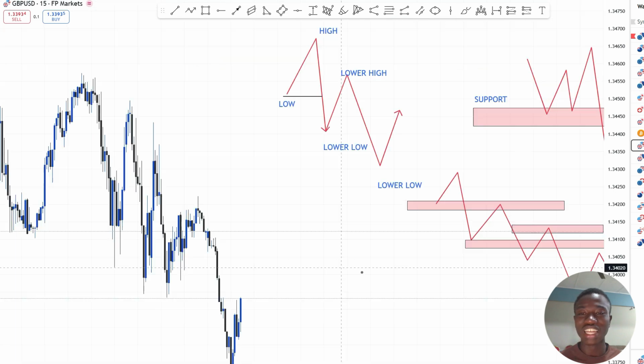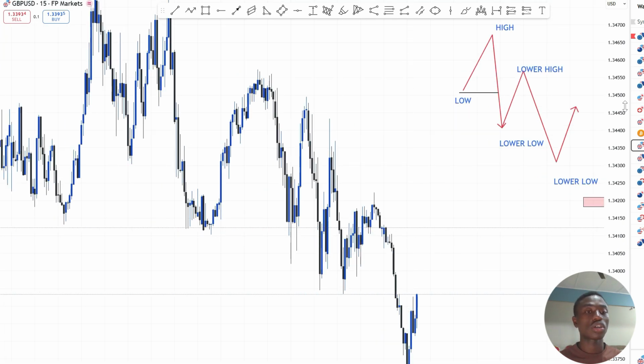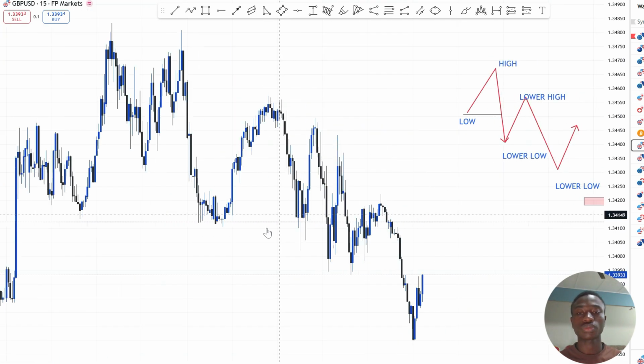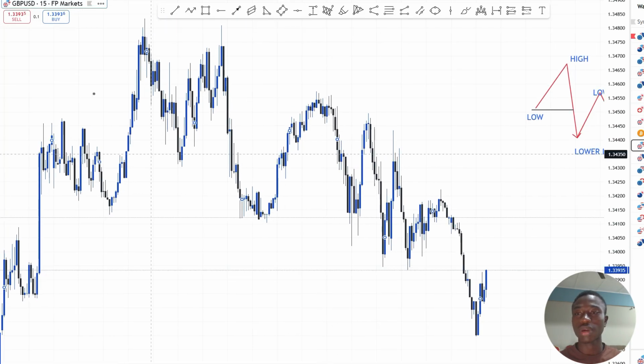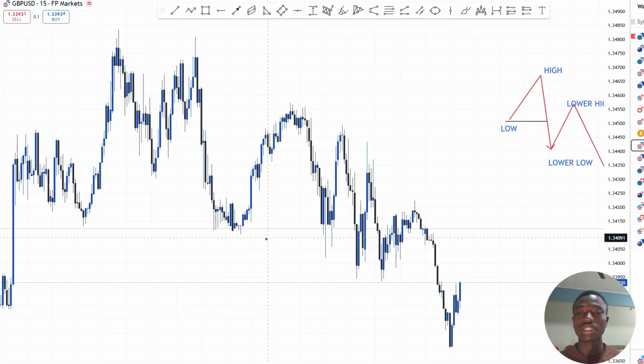So let's have a classical look at an example. This is the example I want us to see. This is a live market on the 15-minute time frame GBP USD chart. Now this is a live example, so let's start with our analysis.